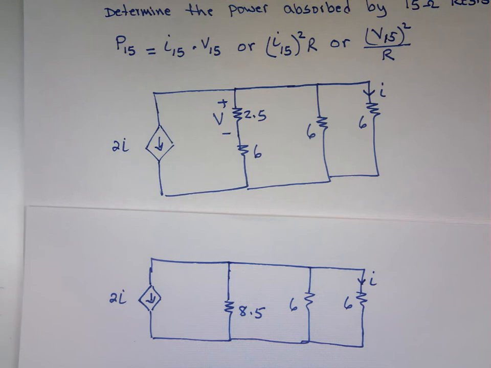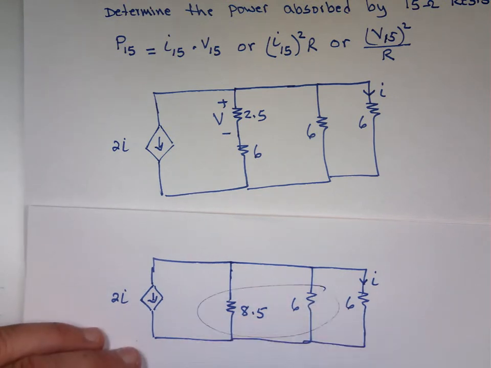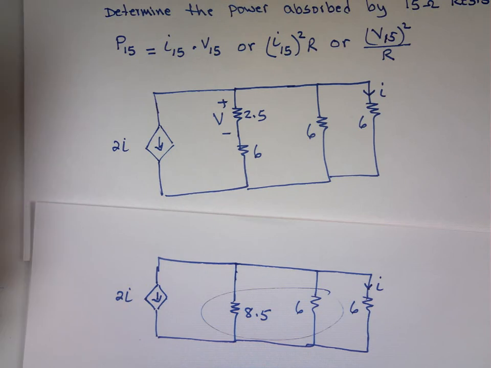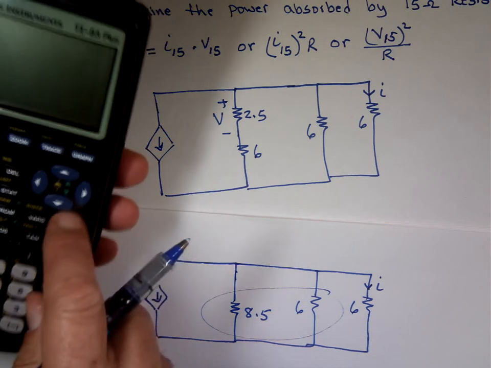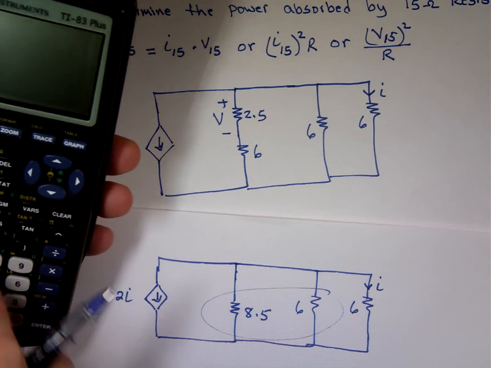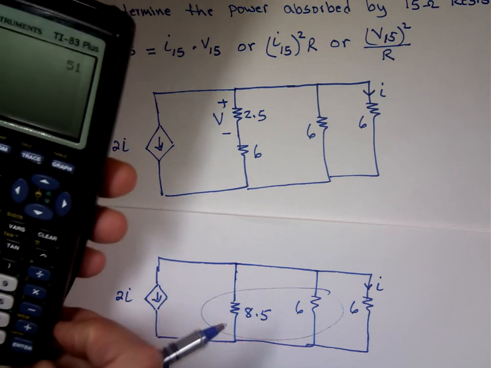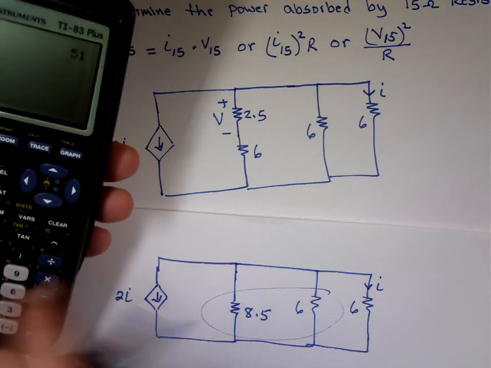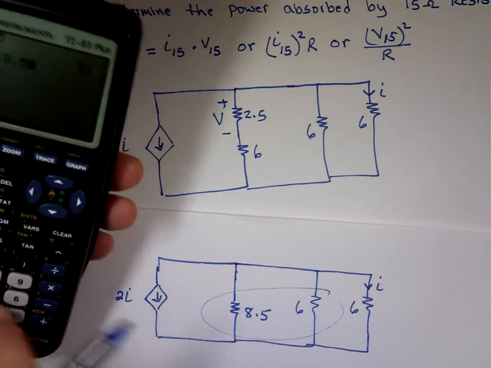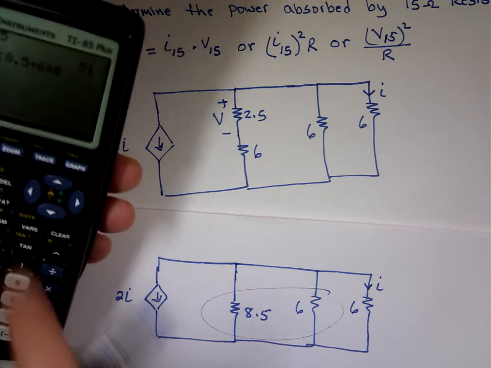Can I combine these two? Yes. The product over the sum. 8.5 times 1 divided by 3.5.